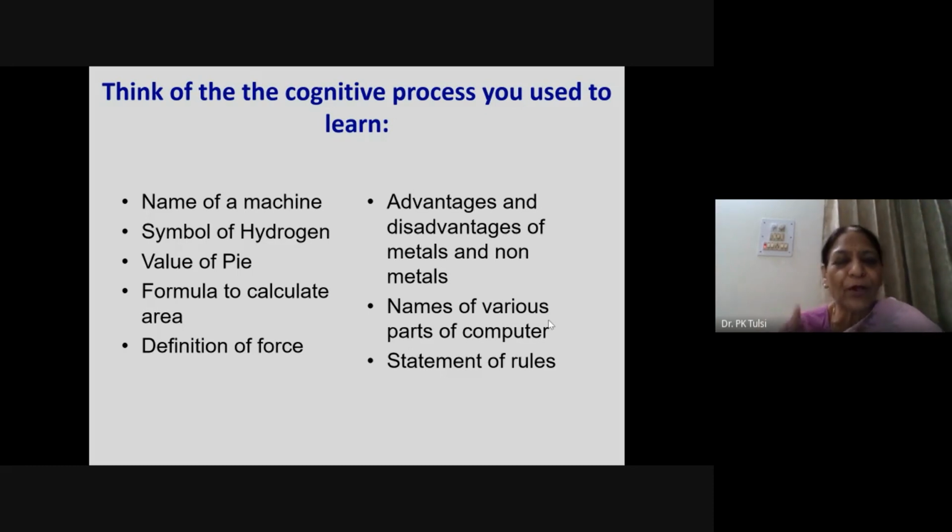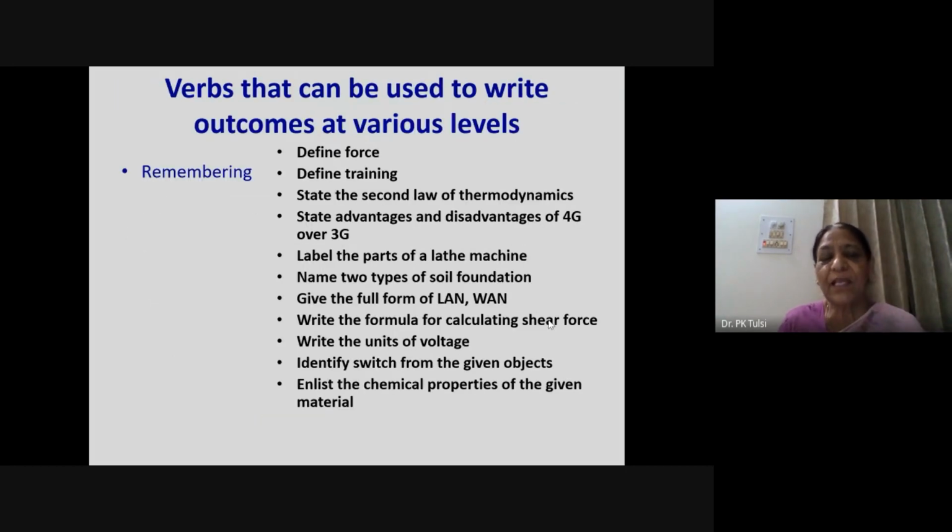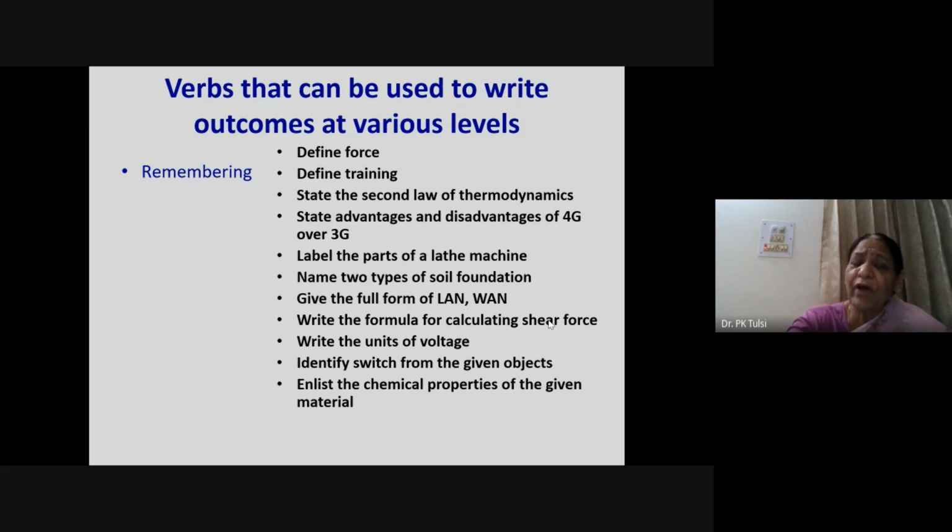So the cognitive process used here, or the person is asked to state the rules, maybe Ohm's law, Charles' law, Young's law. He is not going to understand it, but rote memorize and reproduce it when it is needed. So in the examples here, you can see a learner can define force, define training, or state laws of thermodynamics, or advantages and disadvantages of 4G, 3G, or label the parts of a lathe machine. He can identify the parts of a lathe machine.